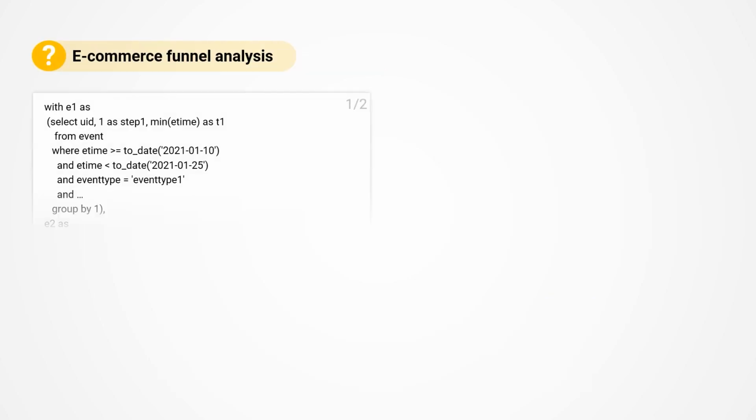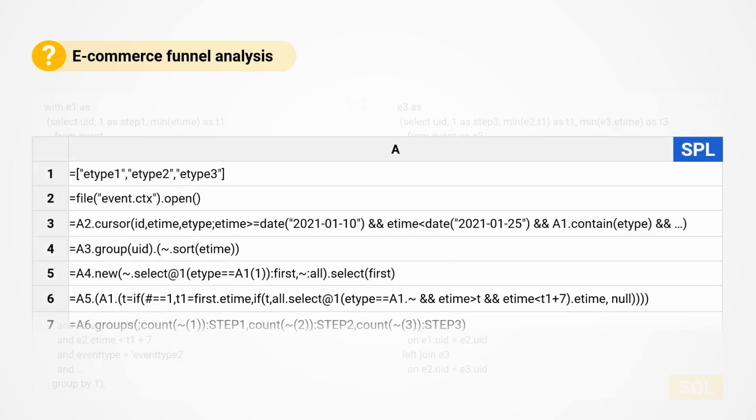E-commerce funnel analysis. SPL is also more concise, in line with natural thinking, and this code can handle any step of funnel, while SQL code needs to write more sub-queries when facing more step funnels. This is because SPL has a deeper understanding of data processing and computation, providing more powerful data objects and operations.